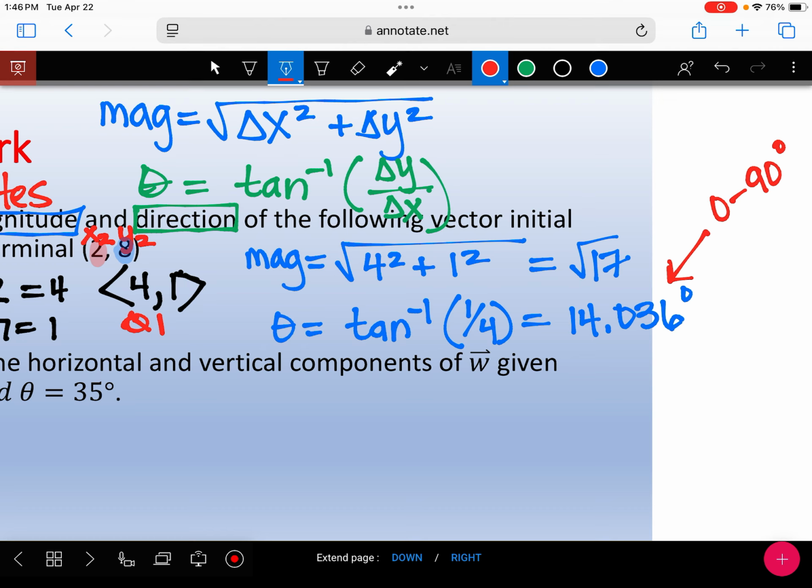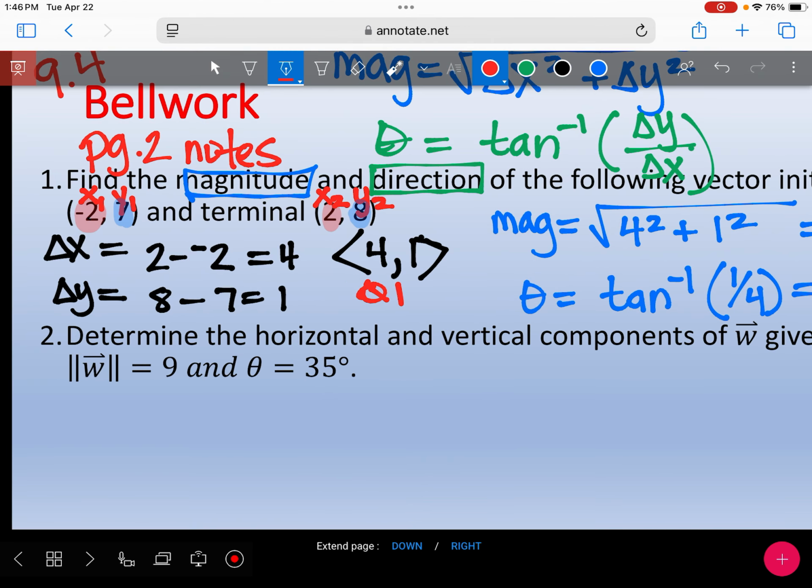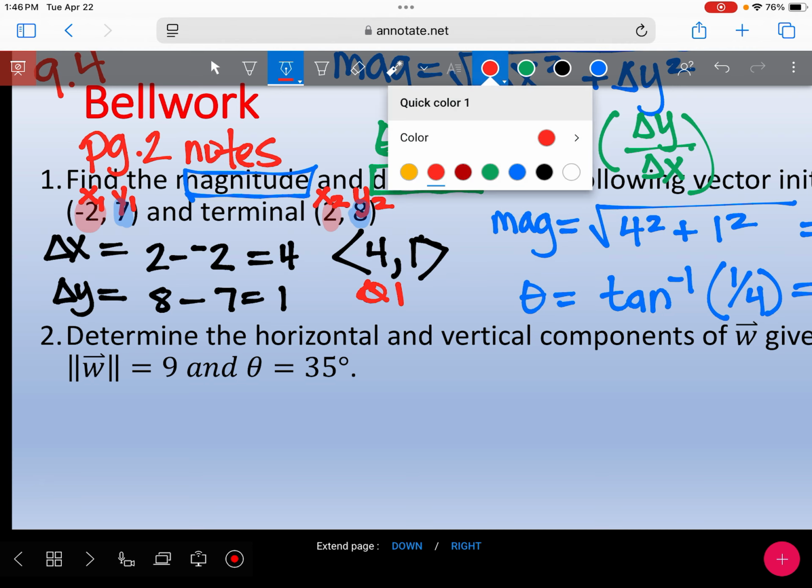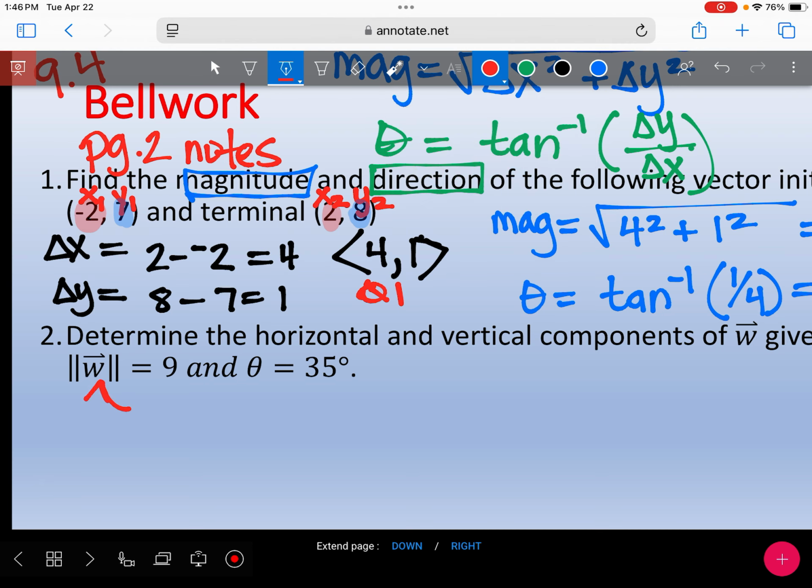All right, now go to the top of page 3. This is another set of formulas you need to know. This is the symbol for magnitude. So if you look at the top of page 3, you should have the formulas for delta x and delta y. I believe this was on the video.